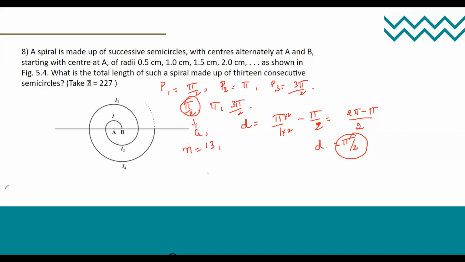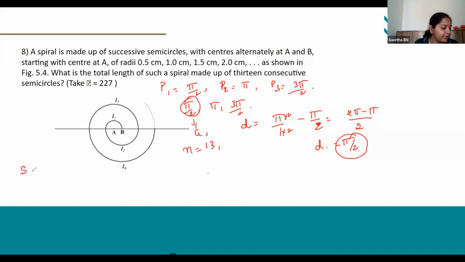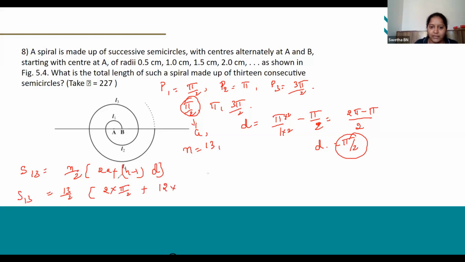13. Yes. Okay. Now you have to find out S13 right now. So N by 2 into 2A plus N minus 1 into D, that is equal to S13. Write 13 by 2 into 2 into, what is A here? Pi by 2 plus N minus 1, which is nothing but I will write directly 12, and D is also pi by 2.